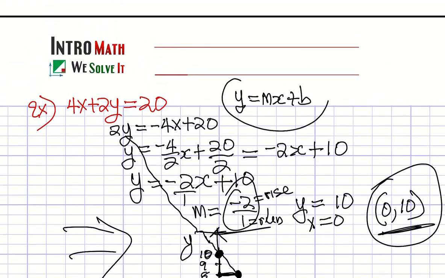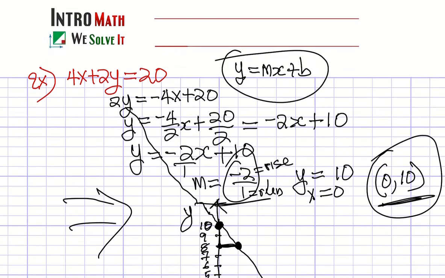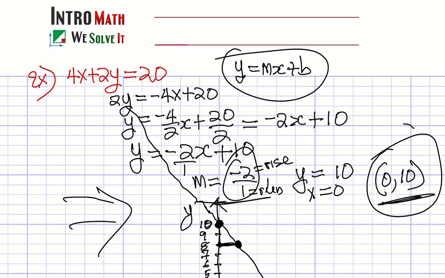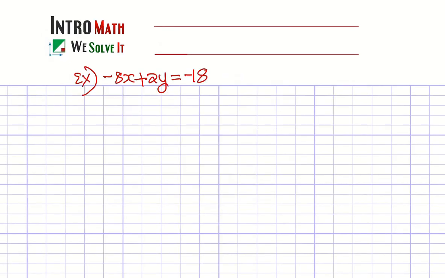See? You just compare it to slope-intercept form, you get the slope, and then you get the y-intercept, and then you're ready to go. You've got two things to work with to draw the graph. Okay, that's all that it is. Not more than that. All right, look at this example.